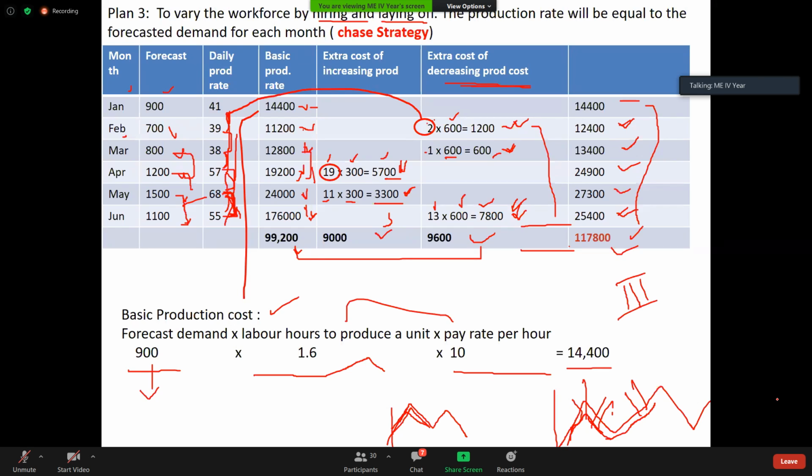So what is the minimum value among all these three? Second one, sir. So what is the suggestion? Second one, we have to do. Second one, right? Yes, sir.